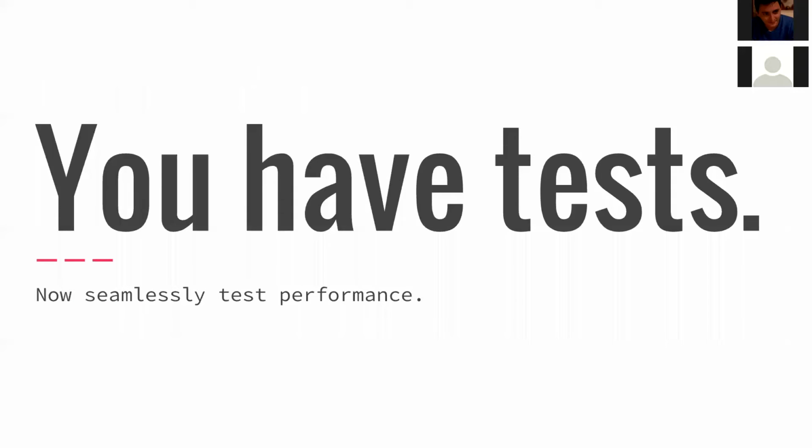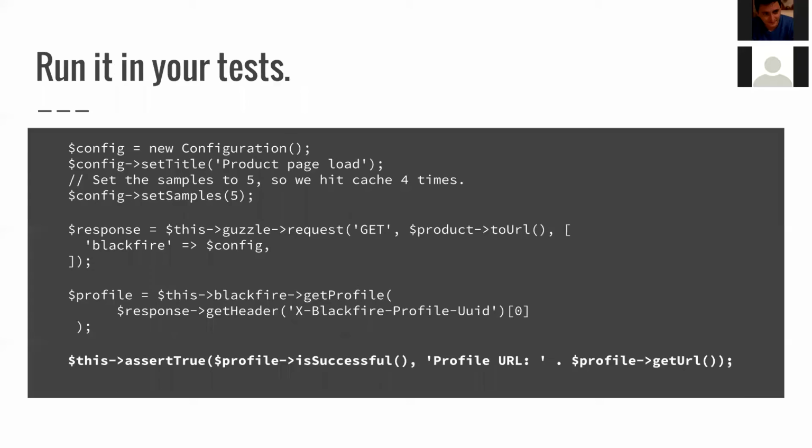So that's just the Blackfire YAML, but you probably already have tests written in PHPUnit or whatever framework. So if you have the tests, you should now just seamlessly test your performance as well. Because you can run your Blackfire test via your code. There is a Blackfire SDK that you can easily integrate into your current application by using the Blackfire trait. And that allows you to easily configure a Blackfire client along with configuration.